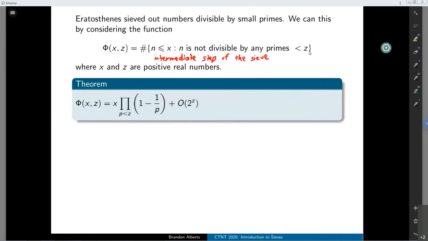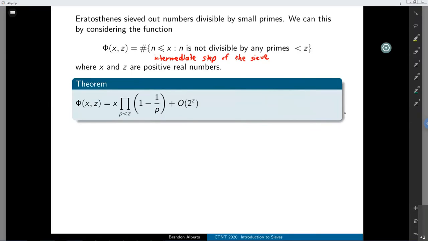Maybe, for instance, z is equal to 4, and we've only eliminated multiples of 2 and 3, and we want to know how many numbers there are that we've eliminated. This is like asking at each step of the sieve, okay, how many do we have left? Have we gotten better? Has somehow our method gotten worse? Those kinds of questions. So here I have on this slide a theorem that we can pretty quickly prove that tells you how big this function is. And what we've got here is x times this product plus some error term.